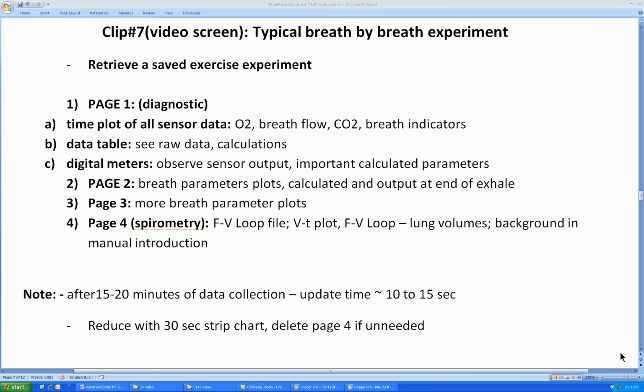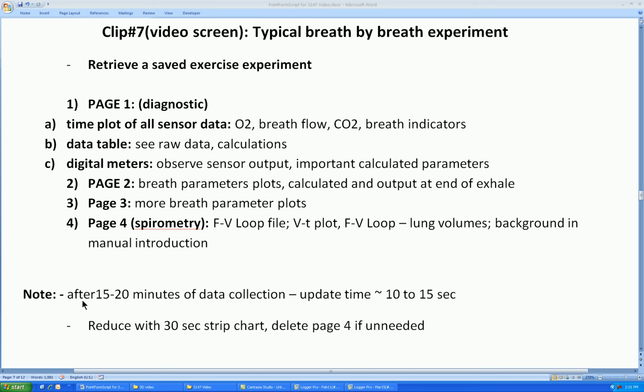Now I will discuss more in detail data from a typical breath-by-breath experiment. I will discuss the various pages. There are four pages that include the breath data.